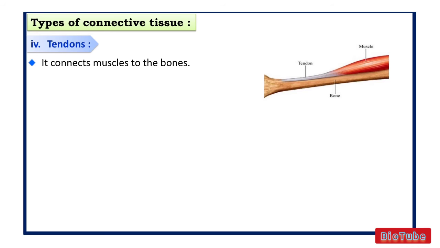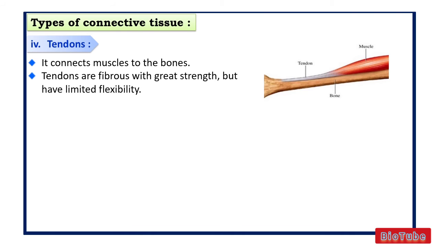Next is tendon. Tendon is a kind of dense connective tissue. It gives strength and toughness to the tissue. Tendons connect muscles to bone, and as we saw, ligaments connect bone to bone, whereas tendons connect muscles to bone. Both ligament and tendon are a kind of dense connective tissue. They actually help the tissues attach to the muscle or to the bone.